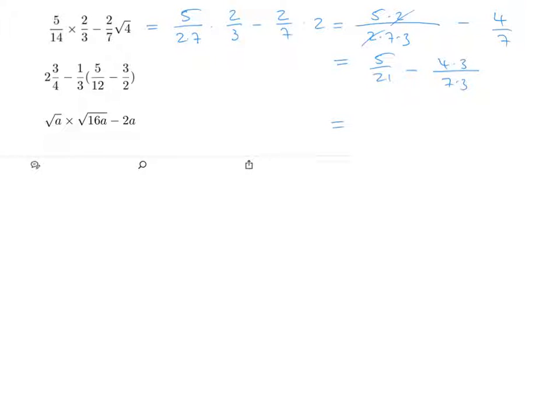And now I can rewrite this with a common denominator 21, and then I get 5 minus 12, and 5 minus 12 is minus 7. Then again I can simplify this, because if I rewrite the 21 as 7 times 3, then I can erase this, and what I get is minus 1/3.